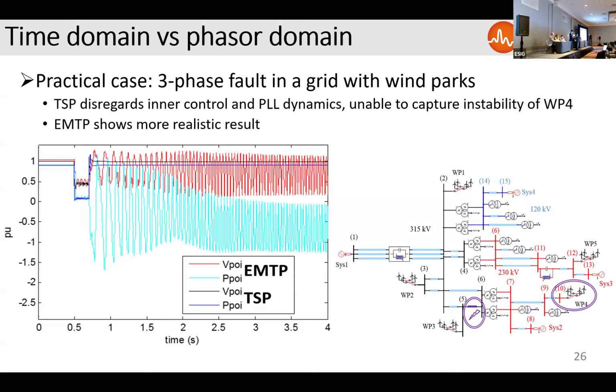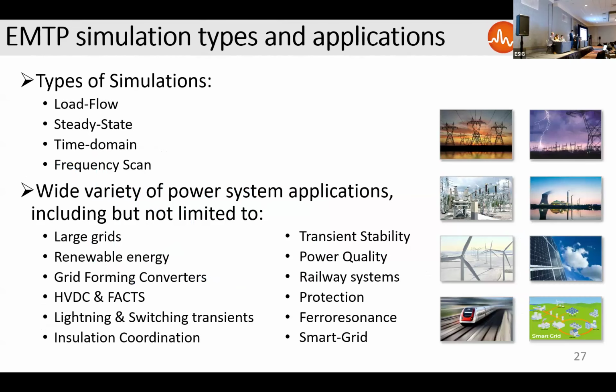inner control loops. Now, EMTP is software that allows you to do many different types of simulations within one package. So you have the load flow, unbalanced three-phase, not only positive sequence load flow, and steady state analysis. You can do time domain simulations, which is often the most important focus of the software. You can do frequency scan, and all these types of studies are applicable in a variety of different areas: large grids, renewable energy, IBR, grid forming, HVDC, basically any area you may think of, you can do it in EMTP, no problem.